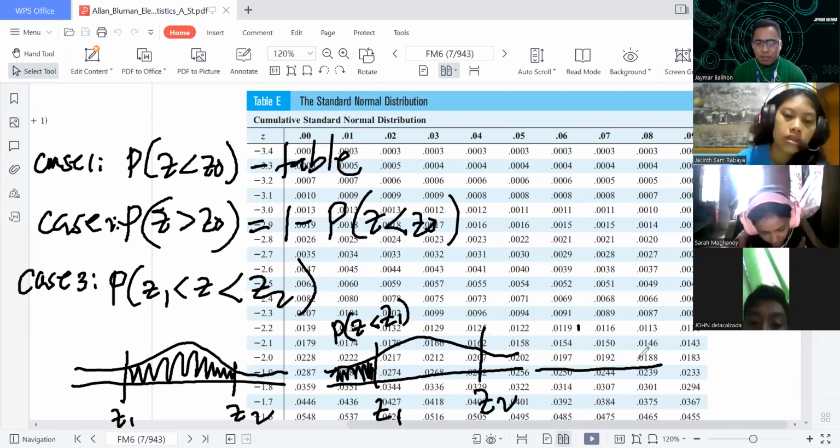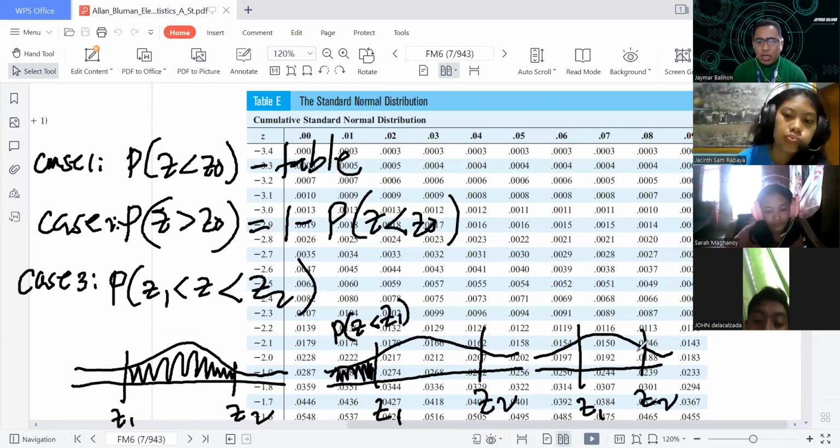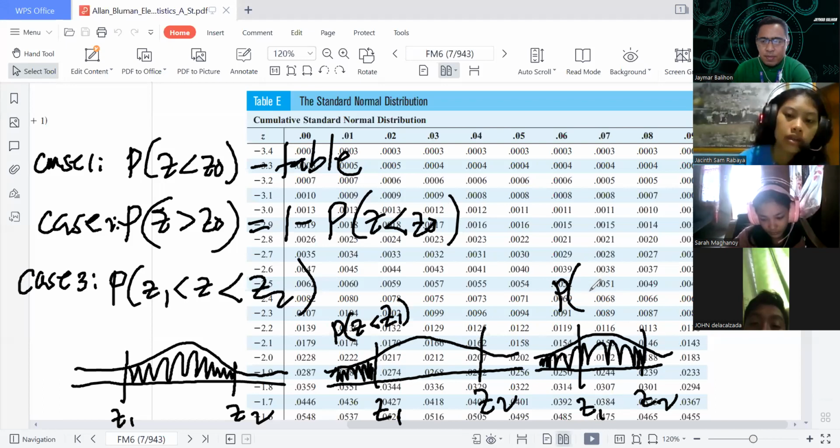How about this one? This is your z sub 1, this is your z sub 2. I will shade here. Kindly tell me, where is the shaded region? Probability of z is less than z sub 1, and greater than z sub 2? Look at this value. Probability of z less than z sub 2.